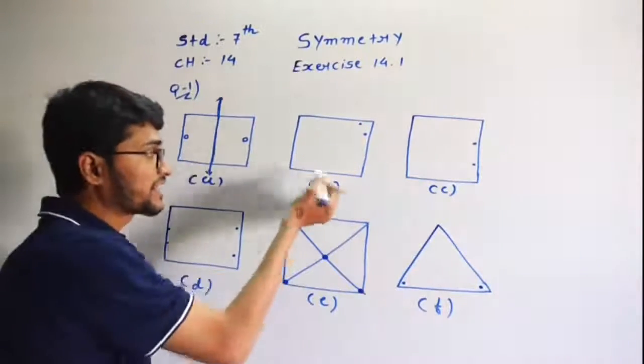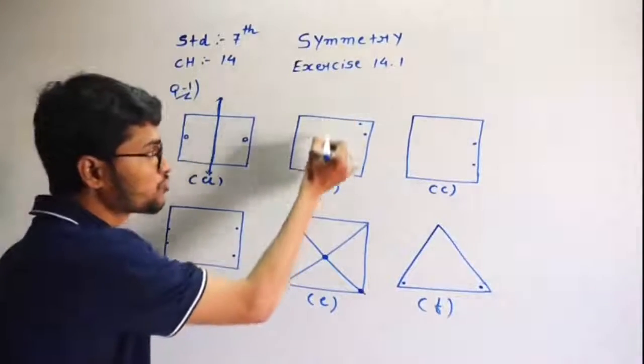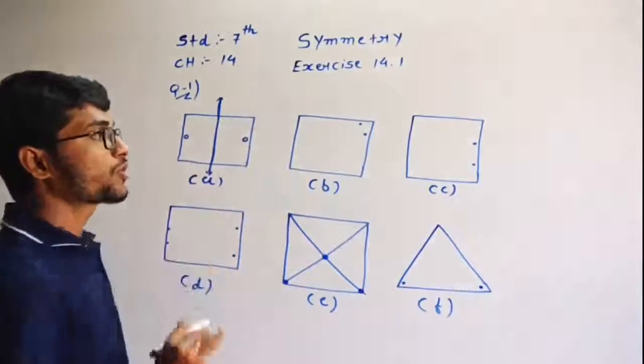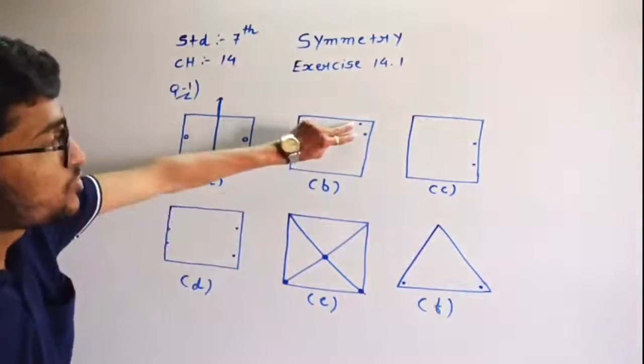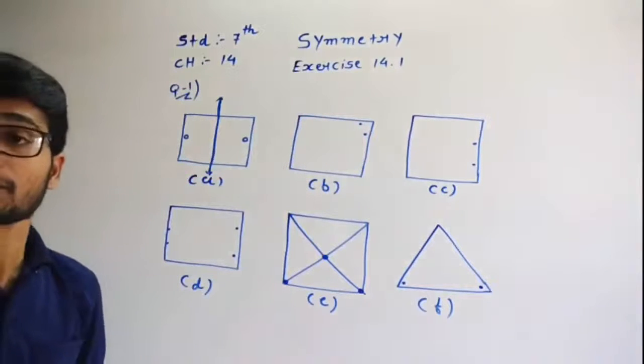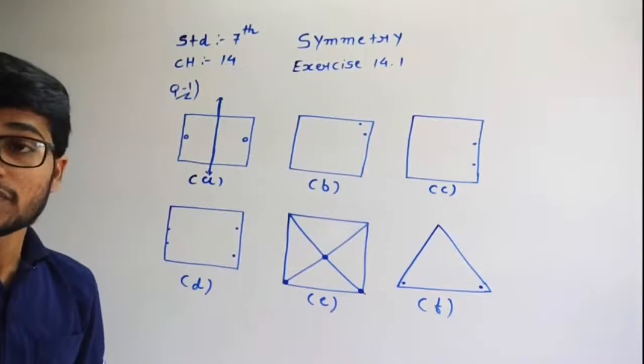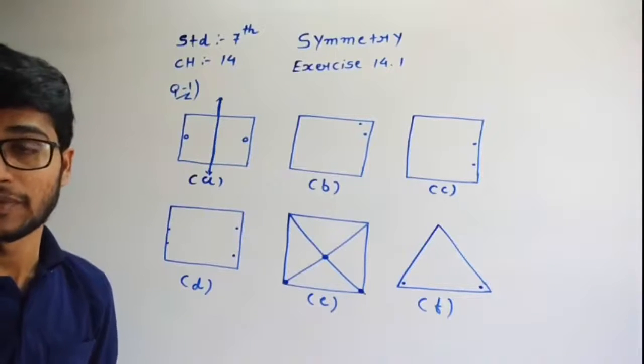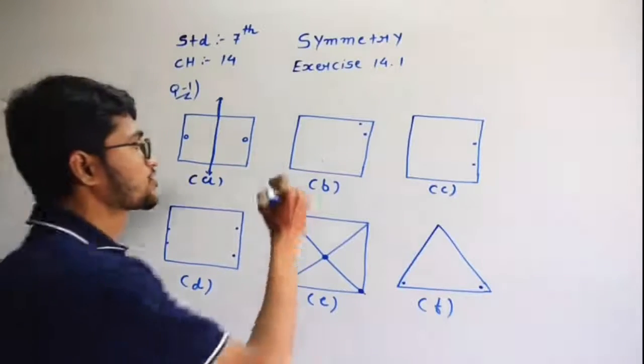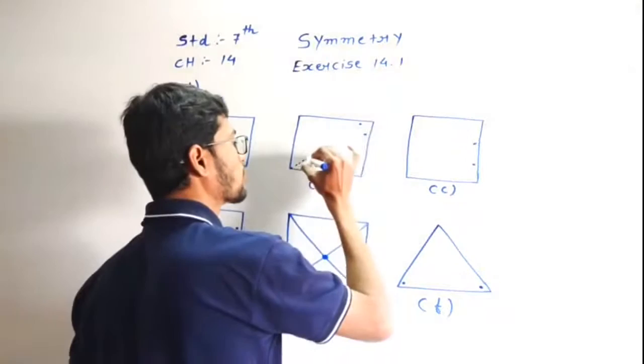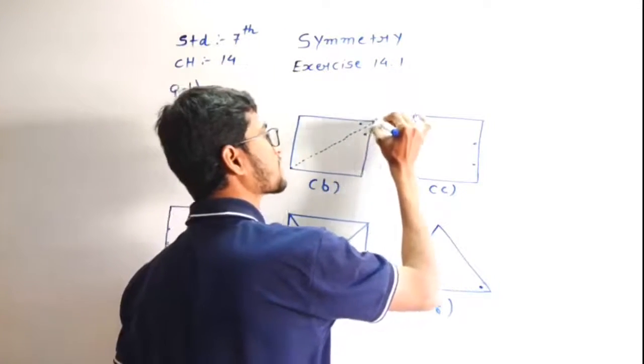First of all, one straight line. If we draw a straight line, it should mean these parts overlap each other. But here two circles are given, and this one is not matched. So a straight line is not the right line of symmetry. Then see, we have to draw in this way.